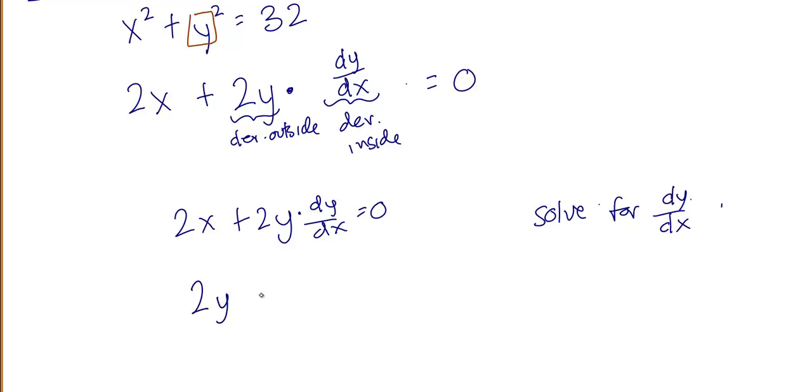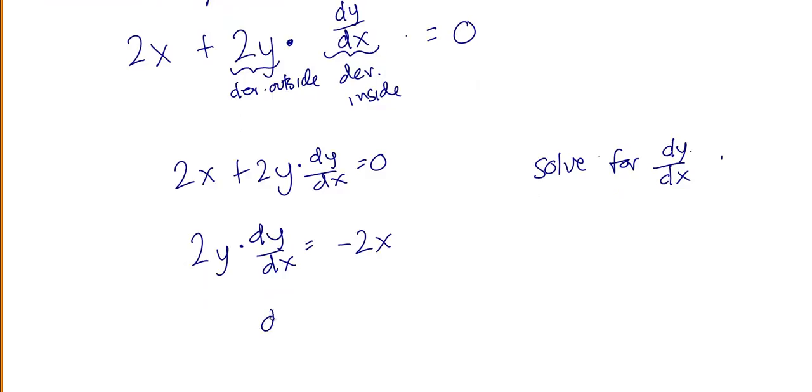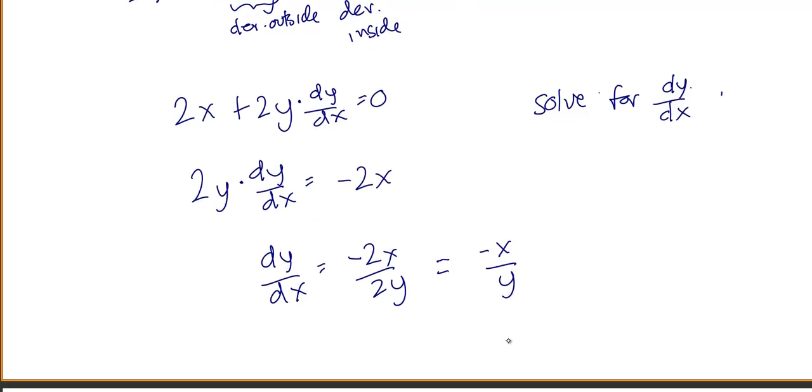So we'll have 2y times dy/dx equals negative 2x, and then we'll divide both sides by 2y. Or negative x over y. And so my final answer here is that dy/dx equals negative x over y.